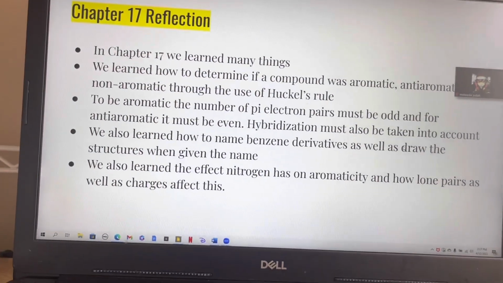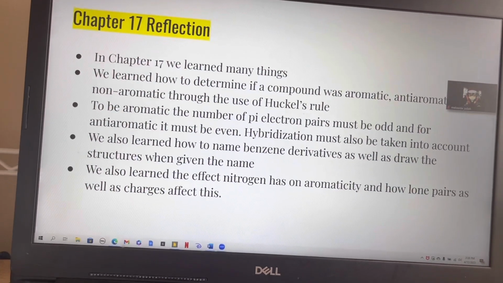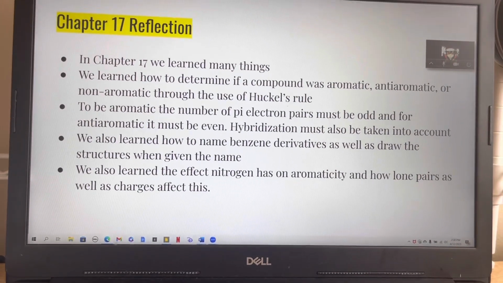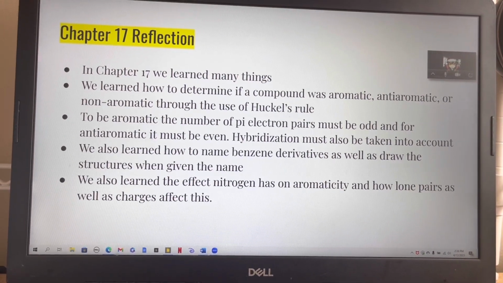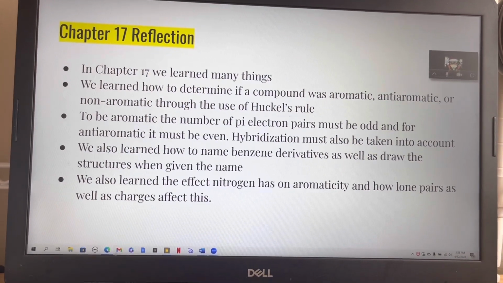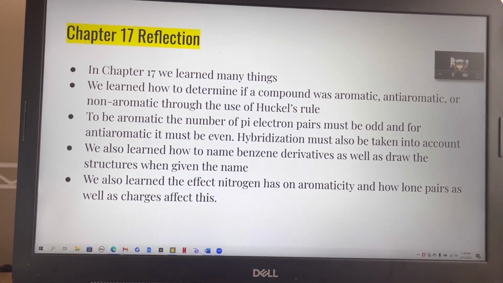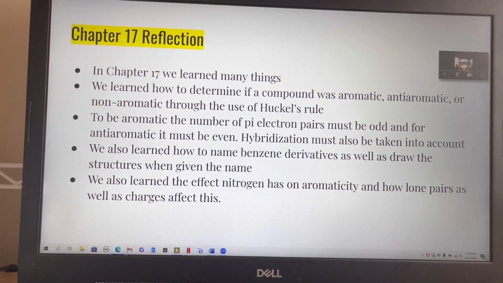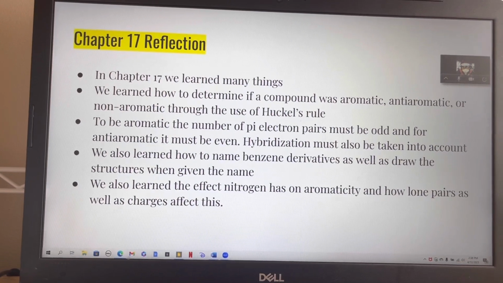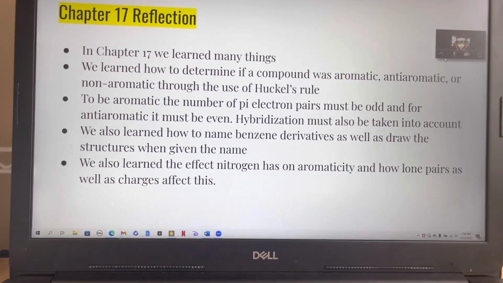So here's the Chapter 17 reflection. In Chapter 17, we learned many things. We learned how to determine if a compound was aromatic, anti-aromatic, or non-aromatic through the use of Huckel's rule. To be aromatic, the number of pi electron pairs must be odd. For anti-aromatic, it must be even. Hybridization must also be taken into account. We also learned how to name benzene derivatives as well as draw the structures when given the name. We also learned the effect nitrogen has on aromaticity and how lone pairs as well as charges affect this.